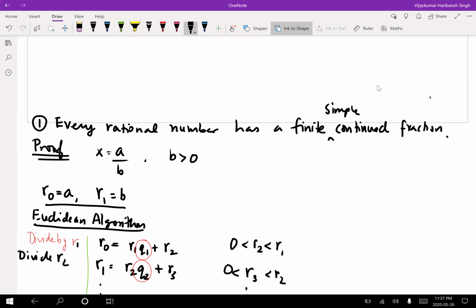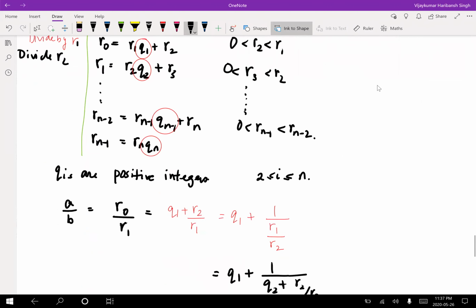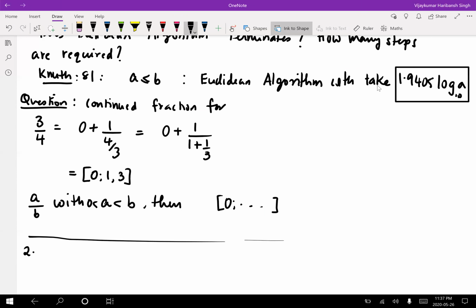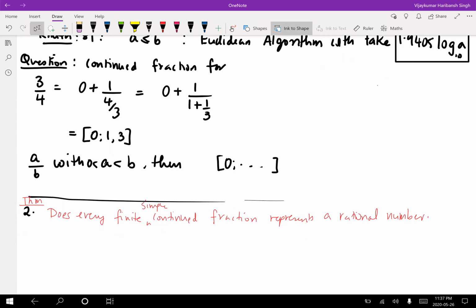Now let's ask the question the other way around. This is question 2, or theorem 2, if you want to call it. Does every finite simple continued fraction represent a rational number? And the answer is yes. So this is a theorem, so it shouldn't start with 'does': every finite simple continued fraction represents a rational number.